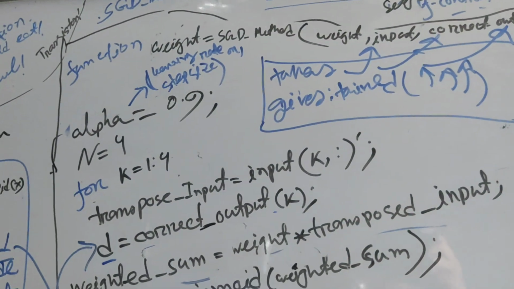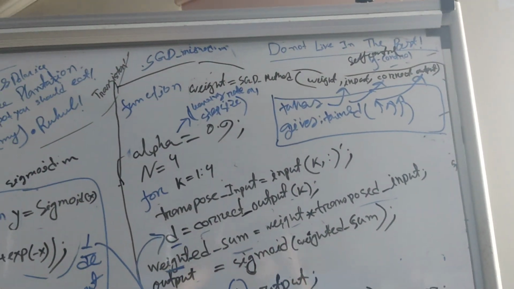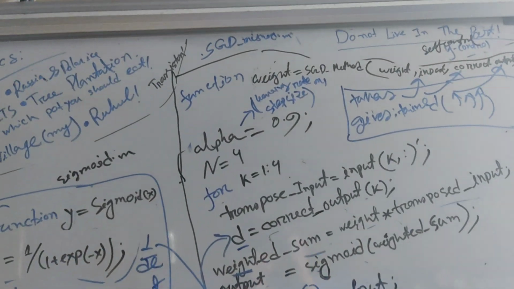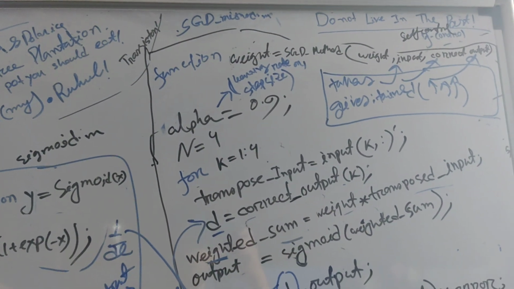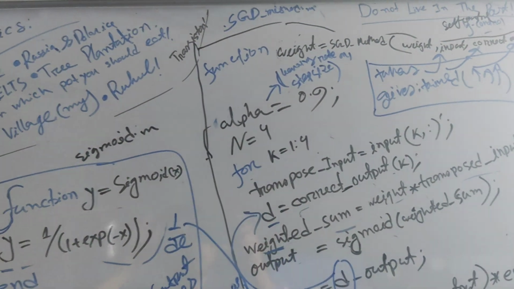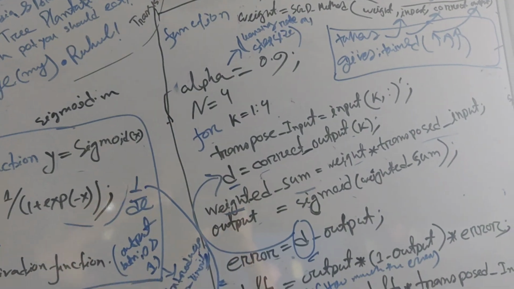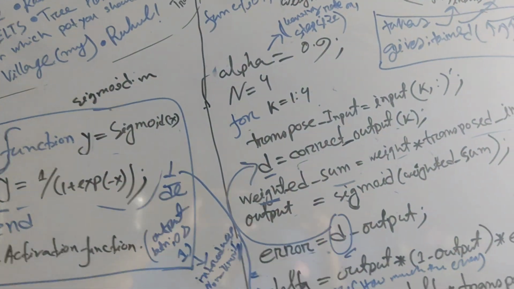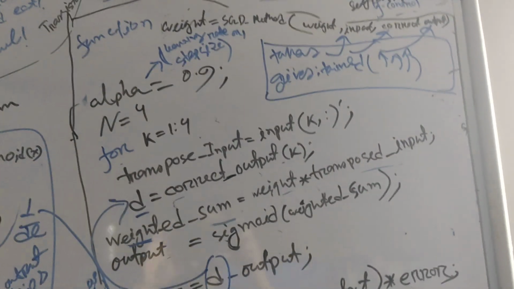Now what is alpha? We have another thing, alpha equal to 0.9. It's like the step size or the learning rate. Think of it like you are really far from your optimal solution. So in each iteration, how far will you go? That is the learning rate or step size. You can Google it and you will find it.